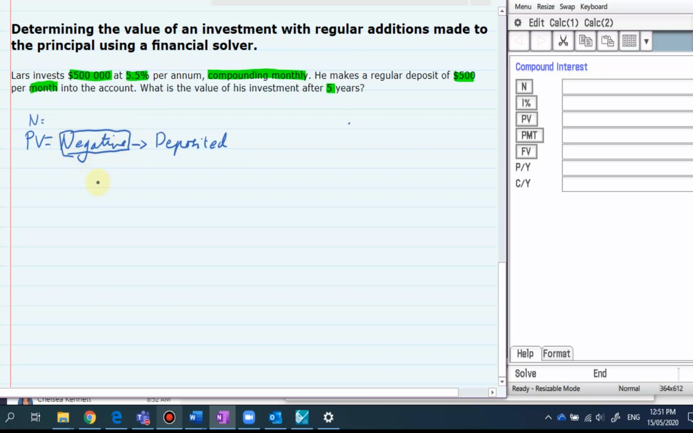The other important one that we're dealing with here is our payments. Same deal, it's a negative. If he's putting money into the bank, it's coming out of his pocket, it's going into this account. He's depositing it, so it's a negative as well. All right, so they're the two key ones there for this particular question.